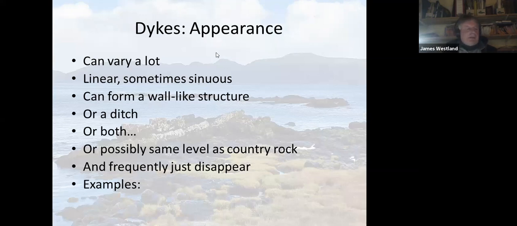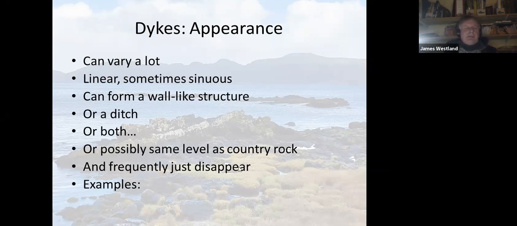So let's look at the appearance of dikes. They can vary quite a lot. They're generally linear, but they're sometimes sinuous. They're not necessarily straight. They can form a wall-like structure, or they can form a ditch, like a channel. Sometimes you get both. You'll get part of it that sticks up like a wall, another bit that's like a channel or a chasm. Sometimes they're exactly the same level as the country rock. The country rock is what they're intruded into. So it's just exactly the same, just like a stripe on the rock. And frequently they just disappear.